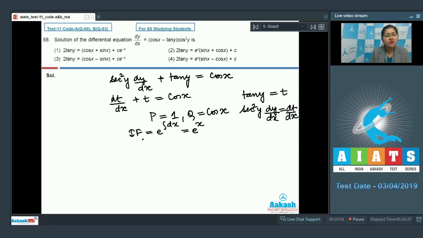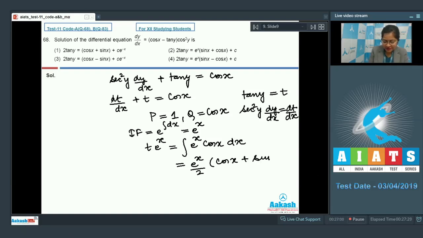So the solution of the given differential equation is t into integrating factor is equal to integration of e raised to the power x into cos x into dx. That will be equal to e raised to the power x upon 2 into cos x plus sin x. This can be found by applying by parts 2 times, right?